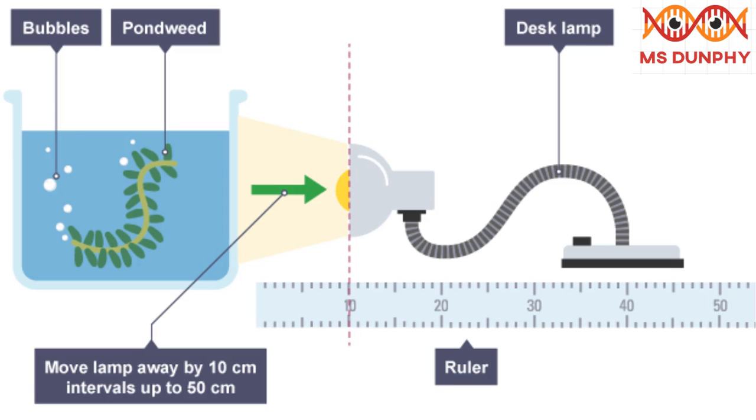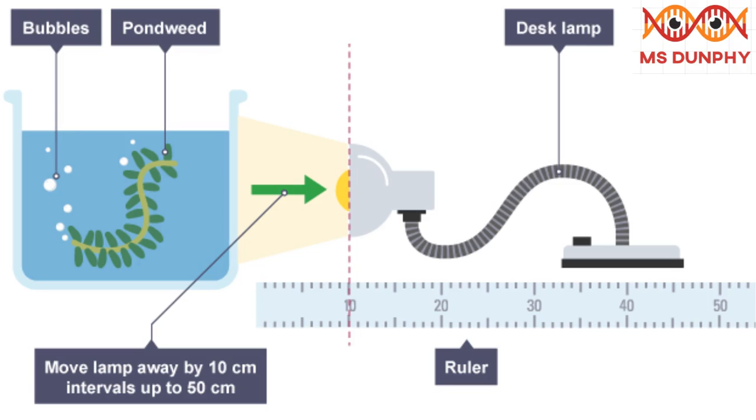Here's how the experiment works. A source of white light is placed at a specific distance from the pondweed. You should then leave the pondweed for a couple of minutes to adjust to the new light intensity before starting the experiment. When you're ready to start, the pondweed is left to photosynthesize for a set amount of time. As it photosynthesizes, the oxygen released will be collected.